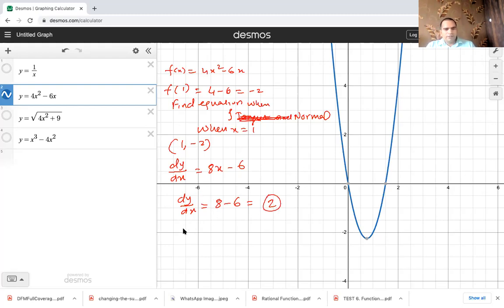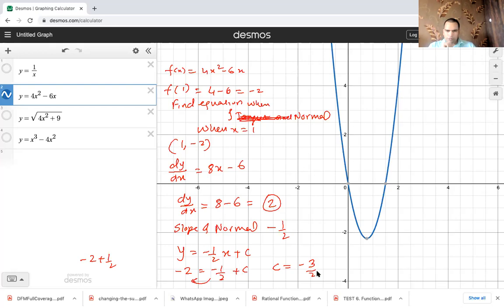Now you will find the slope of the normal. So the slope of the normal is going to be -1/2. And so the equation of the normal will be y equals -1/2 x plus c. Plug in x coordinate 1 and y coordinate -2. So -1/2 plus c, which gives us c as -3/2. If you bring -1/2 here, it will be -2 plus 1/2, which becomes -3/2. So the equation of the normal that we have is y equals -1/2 x minus 3/2.